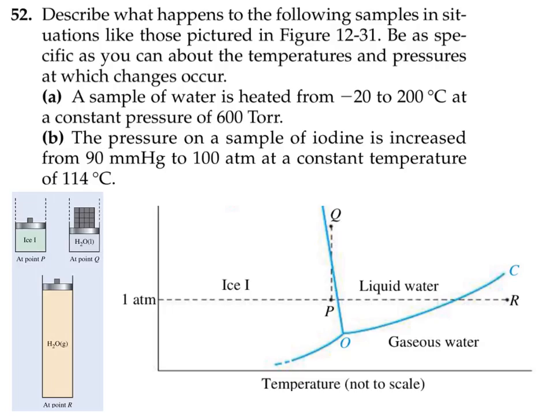Then for this one, I think you need to refer to figure 12.31, which is kind of this. And I don't have a lot of hints for you because I ran out of time and energy. But you should be fine. Remember, 1 torr is equal to 1 millimeter of mercury. And so there are 760 torr in 1 atmosphere.